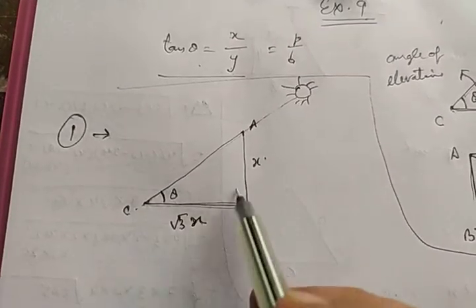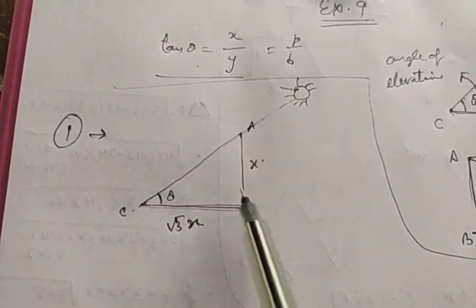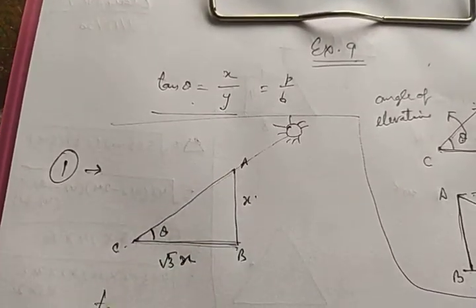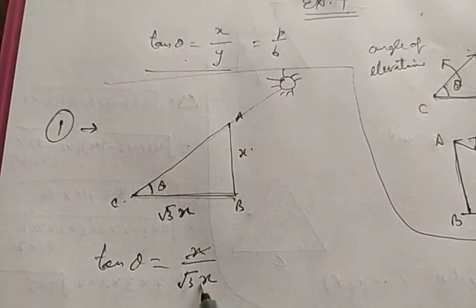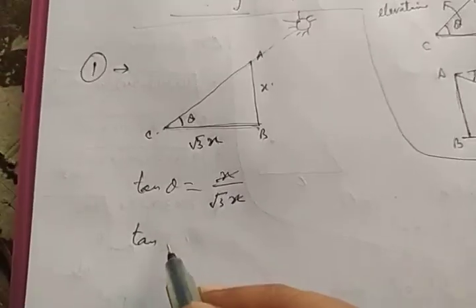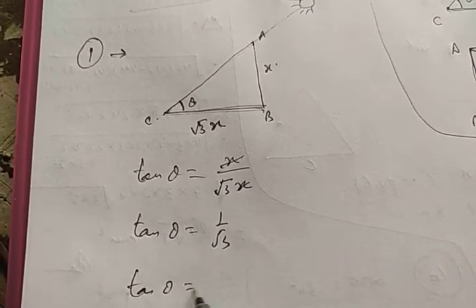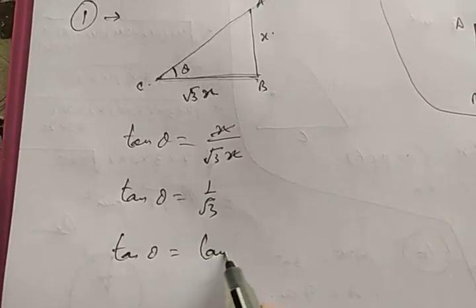Now in this diagram we are getting perpendicular, base and angle. The same formula will be applied. Then you will use tan theta is equal to x upon root 3x. This x will be cancelled. Then tan theta is equal to 1 upon root 3. 1 upon root 3 is the value of tan 30 degrees.